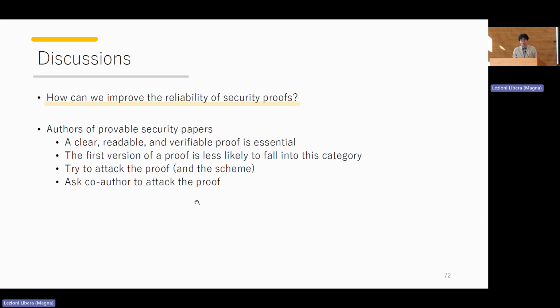Authors of provable security papers. I think I'm saying this to myself, maybe. A clear, readable, and verifiable proof is essential. And the first version of a proof is less likely to fall in this category. So please try to attack the proof before submission. And I think it's a good idea to ask your co-authors to attack the proof.